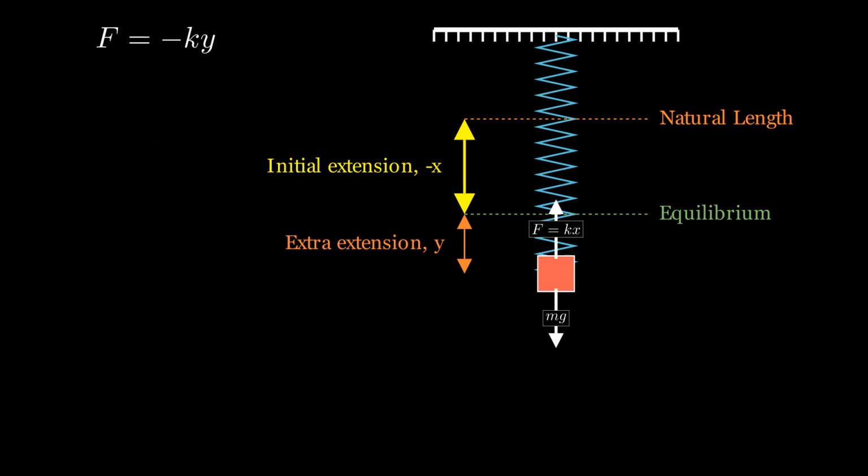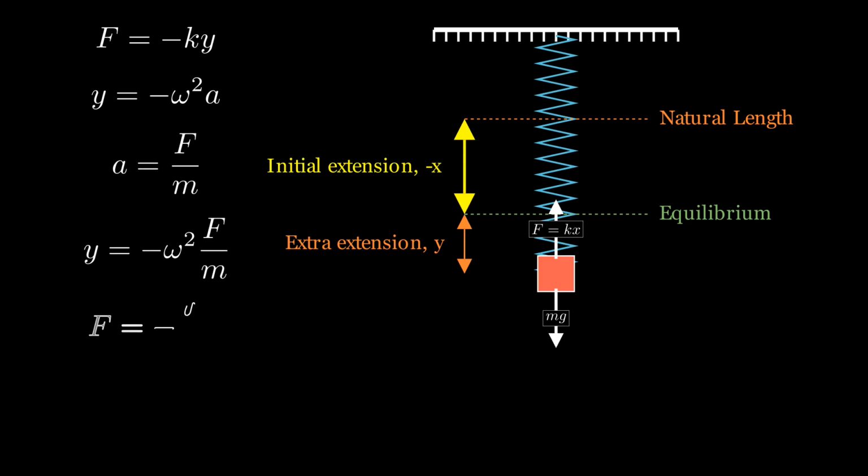Right, now let's tidy up. Let's look at the SHM side of things. Applying our condition for SHM, we get that y equals minus omega squared a. Again we apply Newton's second law and sub this in to get force equals minus my divided by omega squared.